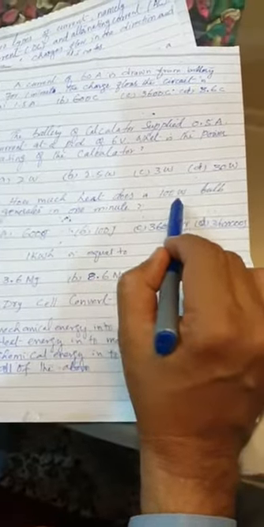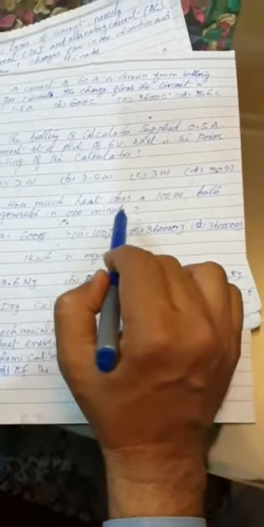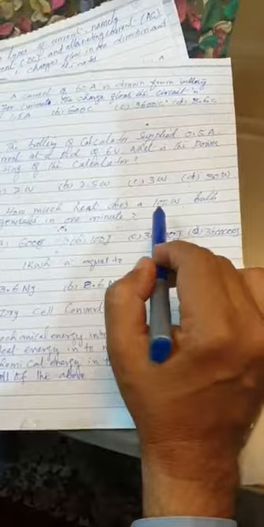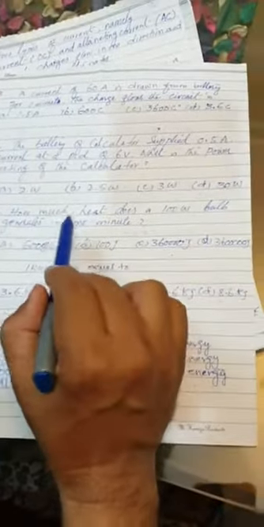Number 5, how much heat does a 100-watt bulb generate in 1 minute? 1 minute is equal to 60 seconds and other quantity is power 100 watt. Therefore, how much energy? E is equal to P into T. P multiplied by time. The answer will be matched in these options. Number 6, 1 kilowatt hour is equal to 3.6 megajoule or 8.6 megajoule. Here we choose the answer.